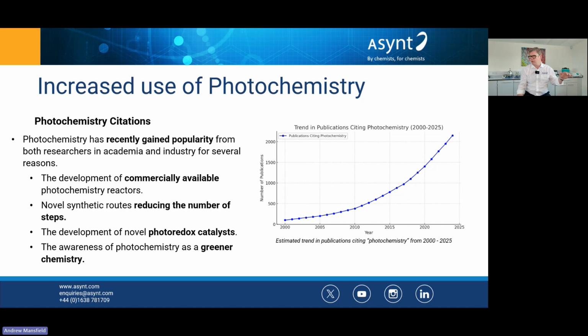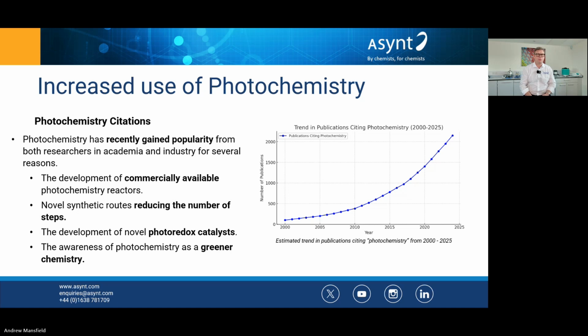Here I really wanted to show the increase in adoption of photochemistry methods. It's gained lots of popularity over the last 15 years or so, and that's really come from the commercial availability of photochemical reactors. When I started looking at photochemistry, we were using homemade systems with mercury pressure lamps and immersion cells with tubes wrapped around them.